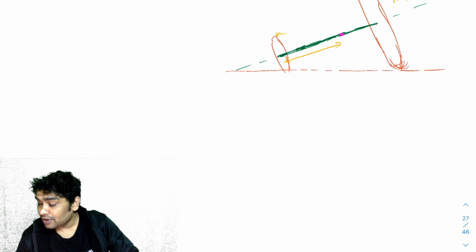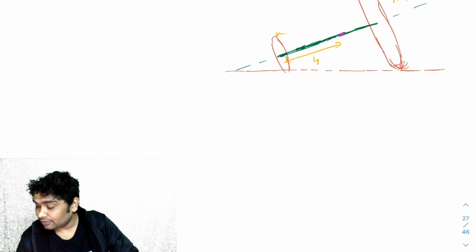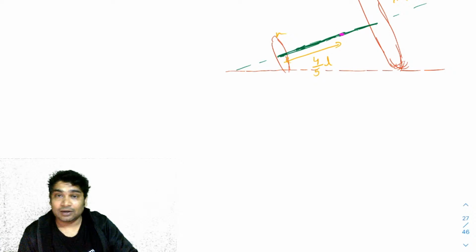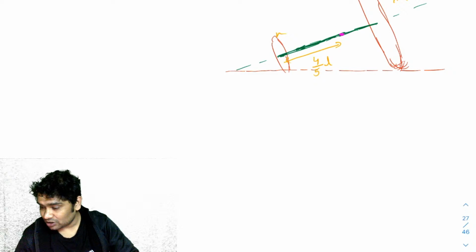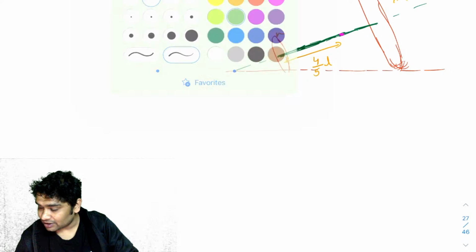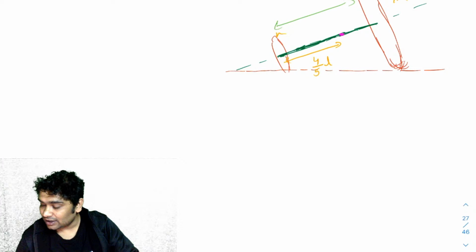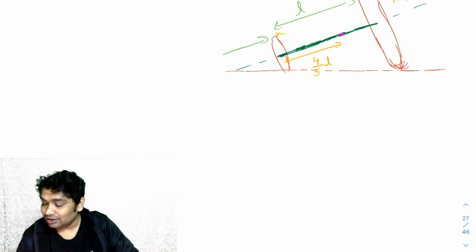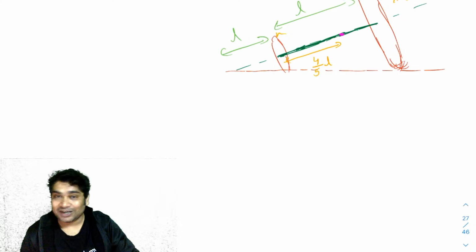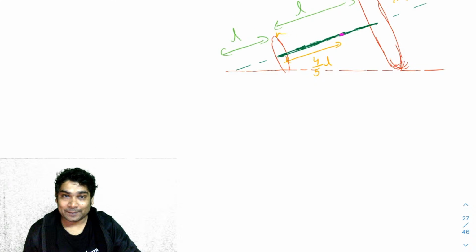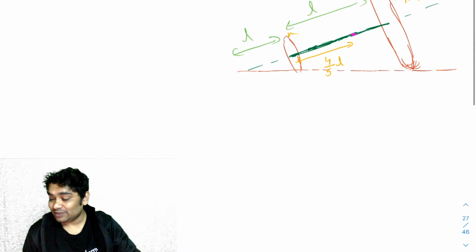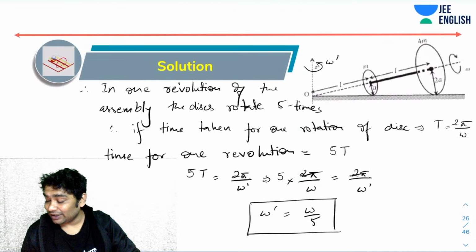So can I say that this length would in fact be 4 by 5 l, correct? Why? Because this entire length was l. Okay, so pay attention. This entire length was l. This length was also supposed to be l. They may not look equal right now, but that is what was given. Let's take a look at this figure.